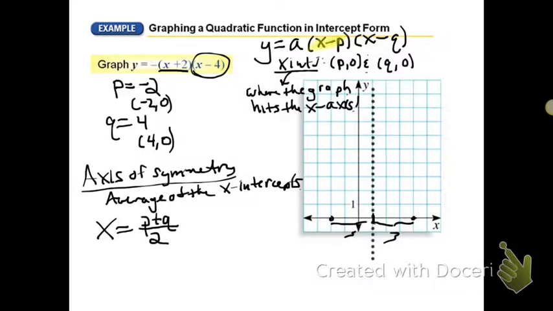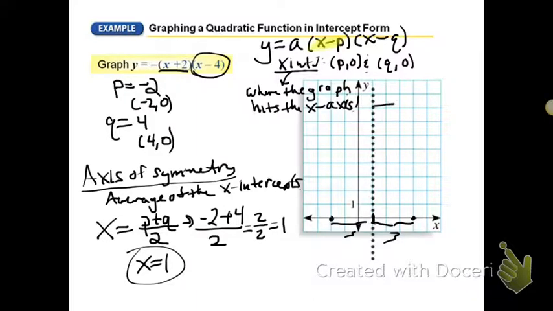Just to show you that it would work, let's say we didn't know where the axis of symmetry is. I can plug in the p-value of negative 2, add the q value of 4, and divide by 2. That would give me 2 over 2, which is 1. x equals 1 is that particular line. Now, this is really good news. You might think, okay, big deal, we have the axis of symmetry. But if you remember, one of the beautiful features of the axis of symmetry is that our important vertex lies somewhere on there. It has to. The axis of symmetry always passes through your vertex.